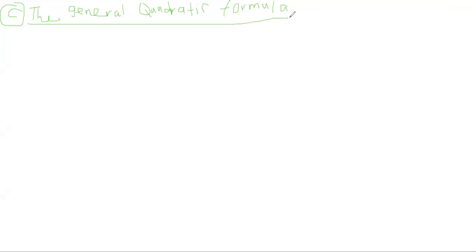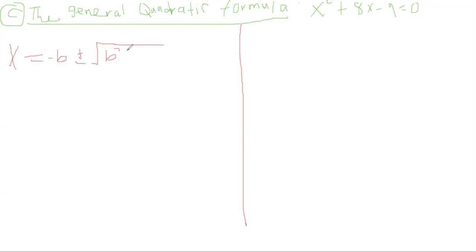The general quadratic formula. So let's use it to solve the same equation, x² + 8x − 9 = 0. Obviously, what we have to do initially is to write the formula down. So we have x equals minus b plus or minus the square root of the discriminant, b raised to the power of 2 minus 4ac, all over 2a.